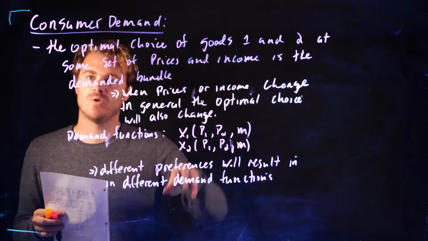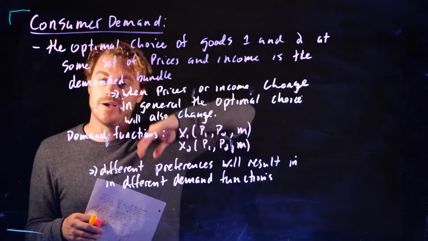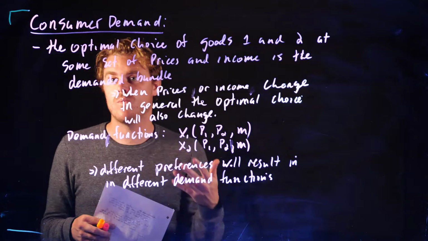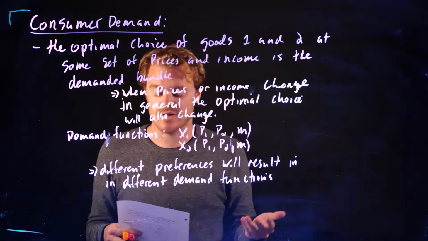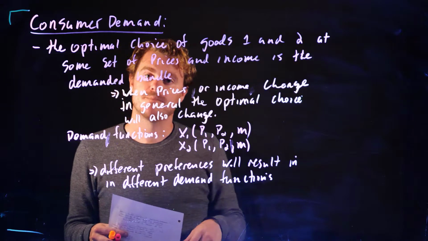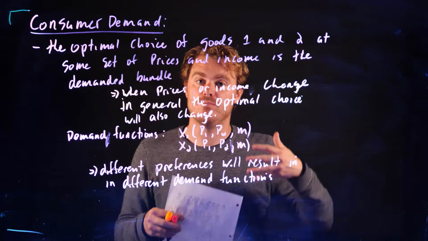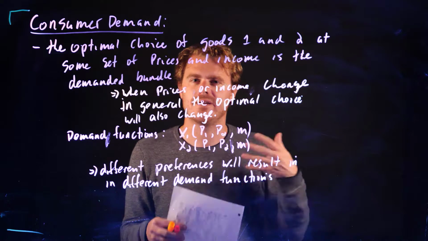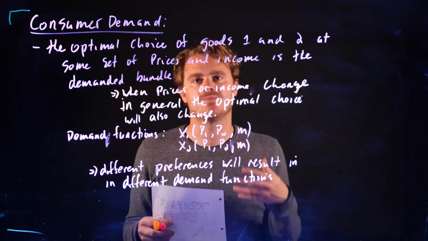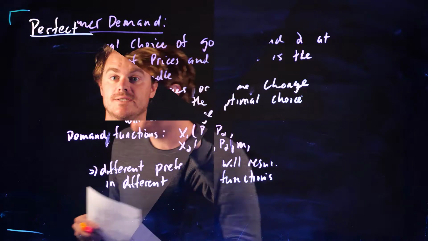So we're going to explore some different preferences that we saw in previous chapters and think about what their demand functions look like. So perfect substitutes and perfect complements. And then we're going to apply some calculus to this and talk about implications for taxes and things like that.